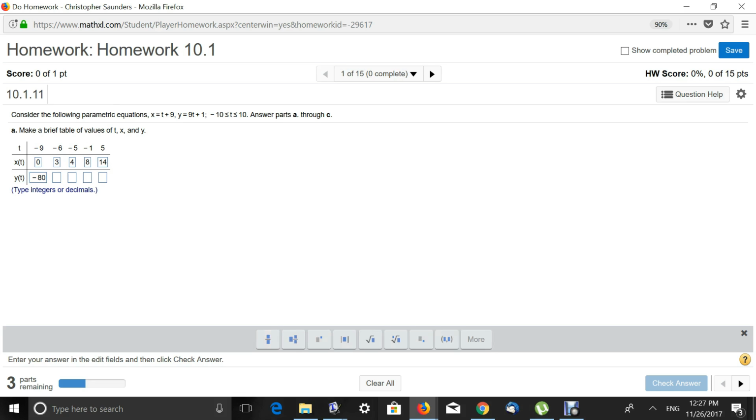Putting negative 6 in is 9 times negative 6, which is negative 54, plus 1 is negative 53. Plugging negative 5 in makes negative 45 plus 1, which is negative 44. Negative 1 in makes negative 9 plus 1, which is negative 8. And 9 times 5 is 45 plus 1 is 46.